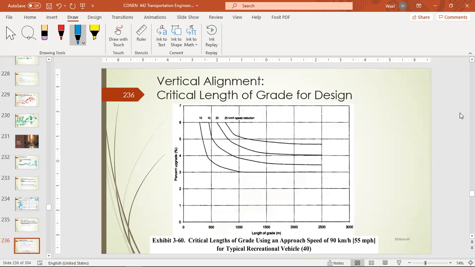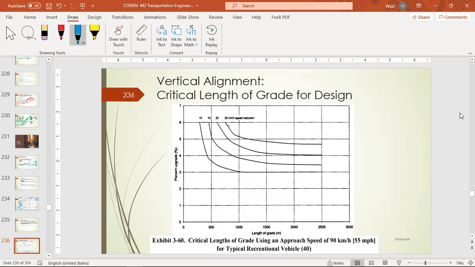Here, that's a critical length of grade for design, and it shows the drop in speed. That's a speed reduction of 25 kilometers per hour. And that's the percentage upgrade. So you can get from here the length of the grade. It gives you exactly what the maximum length is.